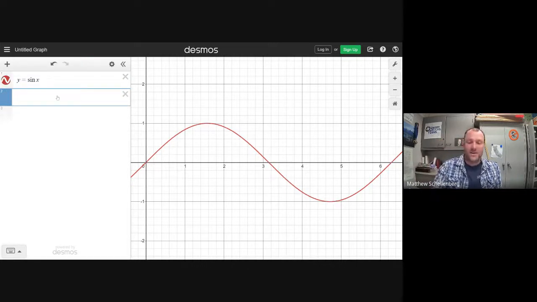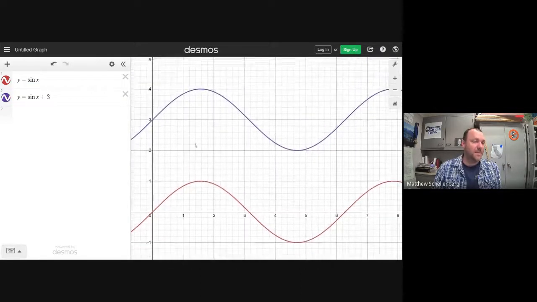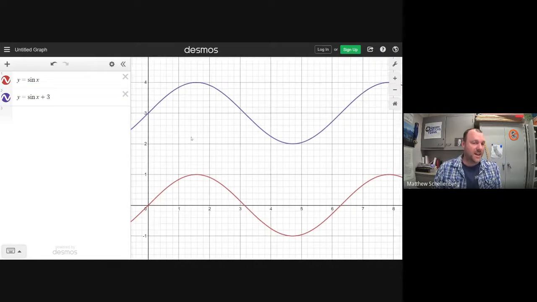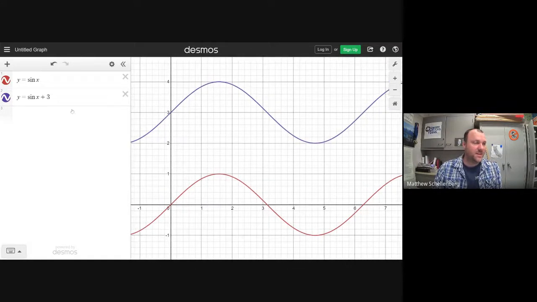And so if we're going to move this up, we have y equals sine of x. And this time now it's plus 3. And let's zoom out a little bit and move up. Look, it's the same function, but moved up by 3 units. And I'm going to make sure that this one is green, because that matches my other graph. So that's how we move a function up and down.